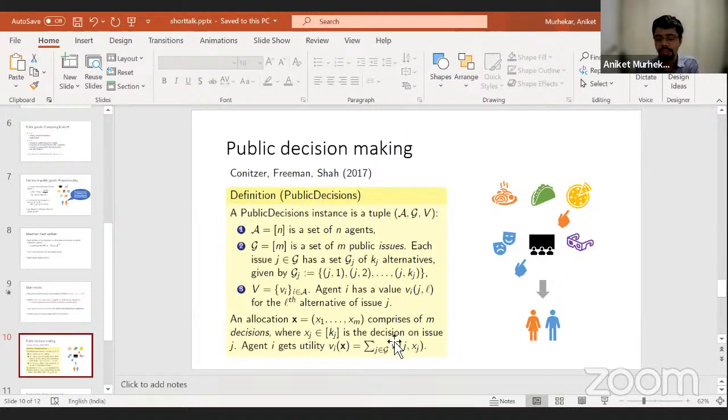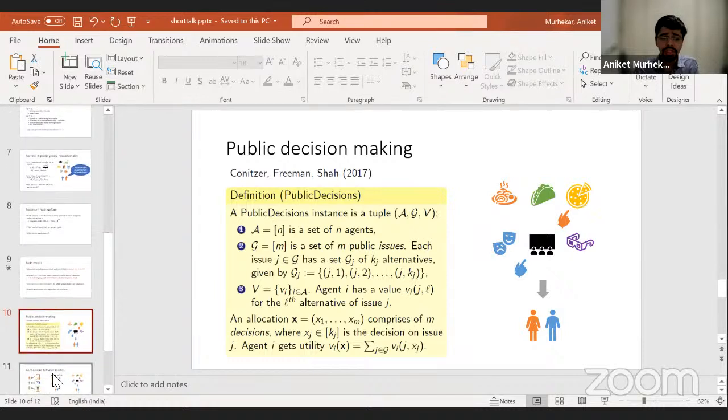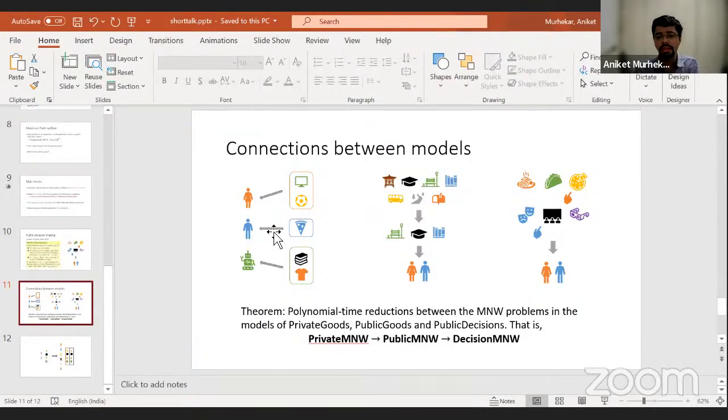And the valuation functions are set up which specify how much each agent values each alternative of each issue. Now, we've seen these three different models of collective decision making or allocating public goods. One is the model of private goods, the other is the model of public goods, and the one I just introduced is the model of public decision making. Up front, there don't seem to be any connections between these models. They seem to be unrelated.